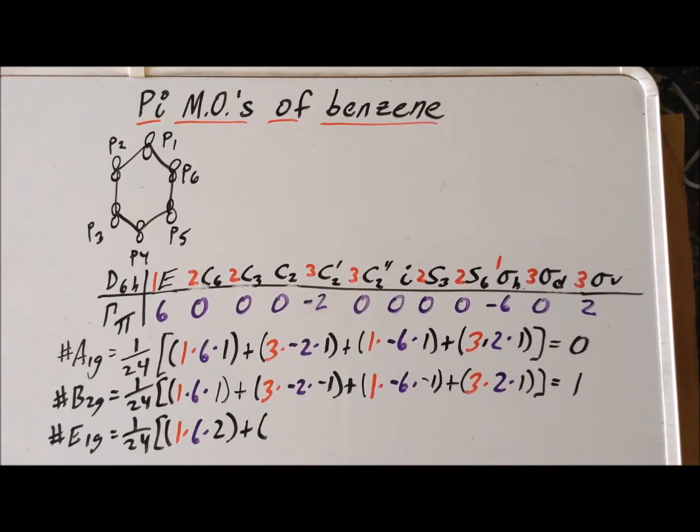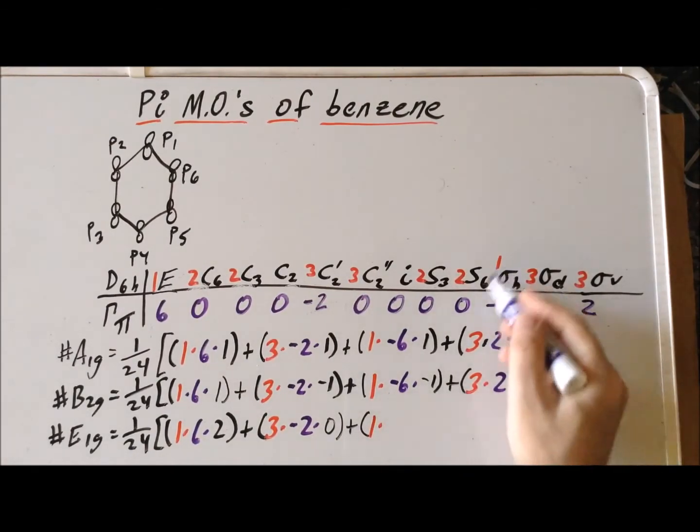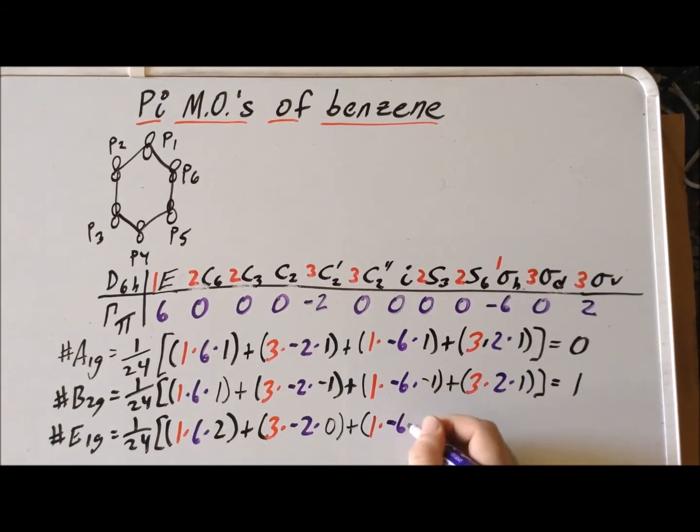Then for C₂, the number of operations in the class is equal to 3. The character from the reducible representation is -2. And then the character from the character table for the irreducible representation E1G is a 0. Now we have sigma H, our horizontal mirror. The number of operations in the class is 1. The character from the reducible representation is a -6. And then the character from the character table for E1G is a -2.